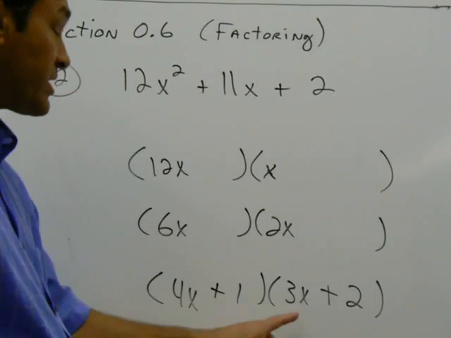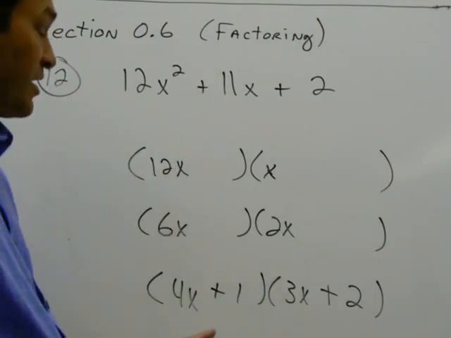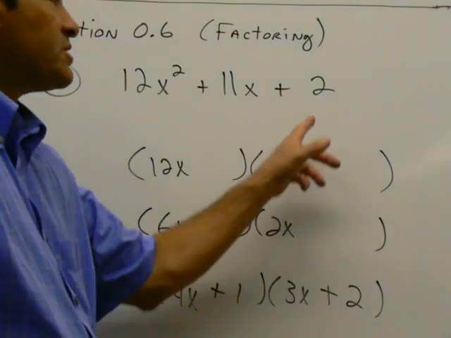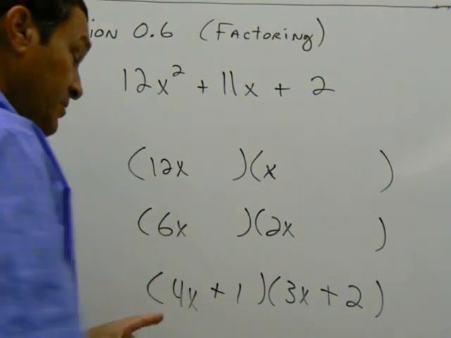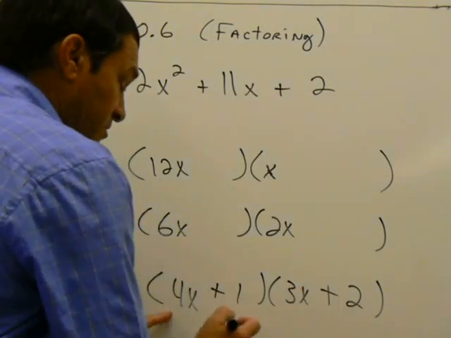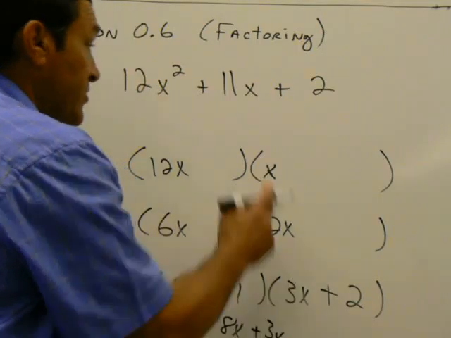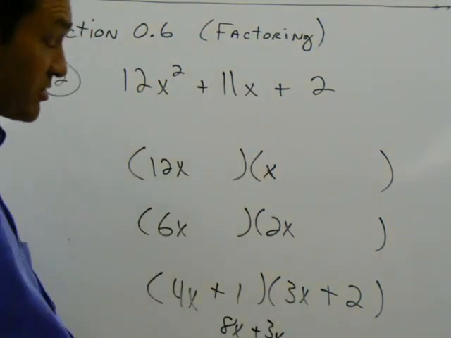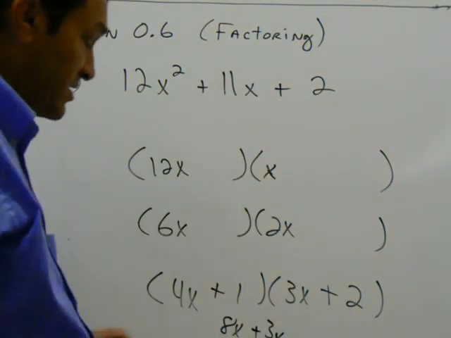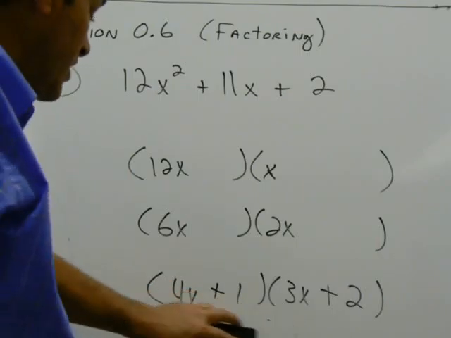And if you'll check your work, multiply these two binomials together using the FOIL method. Your first term is 4x times 3x is 12x squared. Your last term, 1 times 2, is positive 2. Your inner and outer, 2 times 4x is 8x. 1 times 3x is 3x. If I add those together, I get the 11x for the middle term of the trinomial. And so that's my correct choice right here.